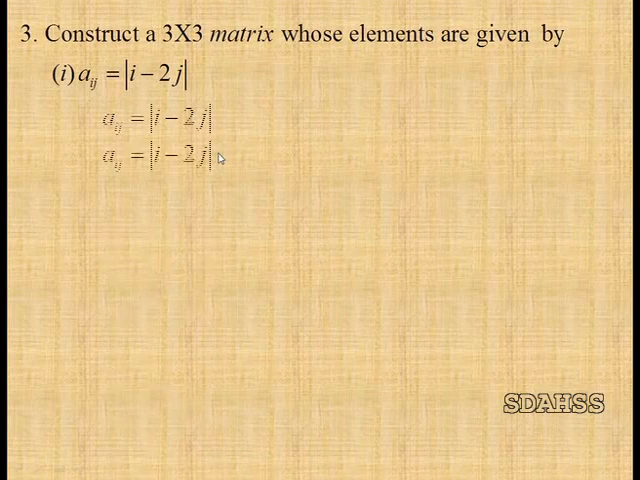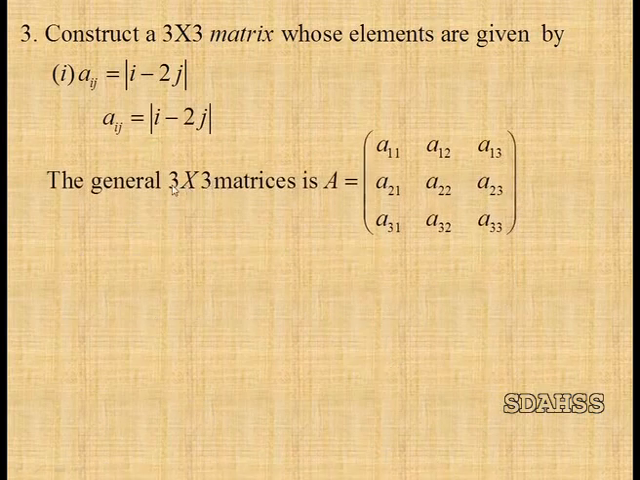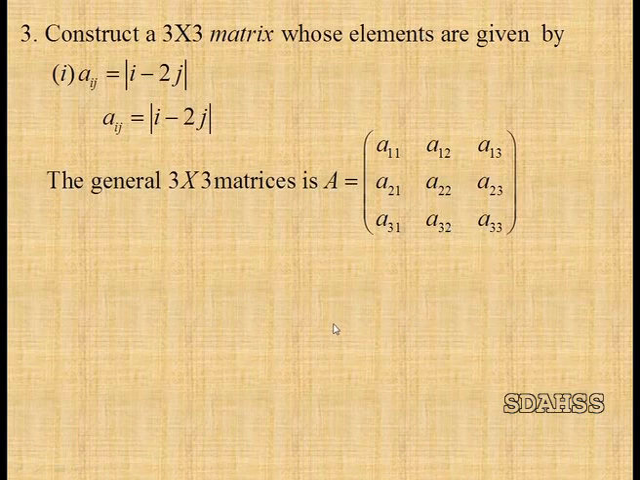Then you have A is equal to A11, A12, A13, A21, A22, A23, A31, A32, A33. Here we have constructed a 3 cross 3 matrix. The matrix is having 3 rows and 3 columns. Then you find the elements.